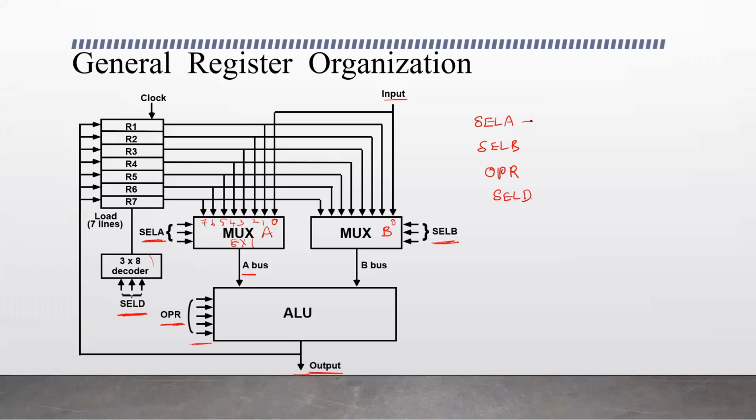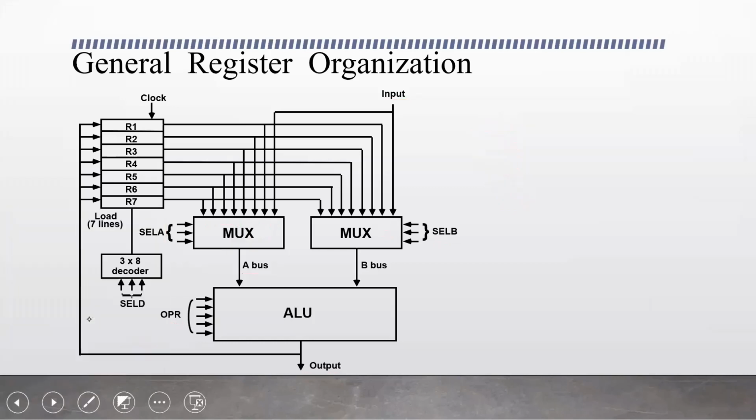Okay, SELA is applied to multiplexer A to select one among the registers. And SELB is applied to multiplexer B to select the second input to the ALU. And OPR is the selection input to the ALU to select one of the operations. And SELD is the selection input to the decoder that selects one of the destination registers where the result will be stored. Okay, is this clear? The general register organization.